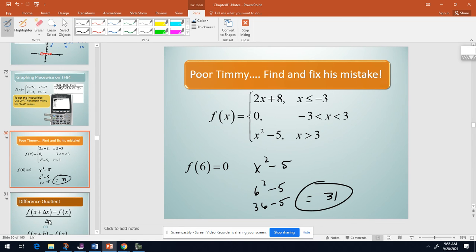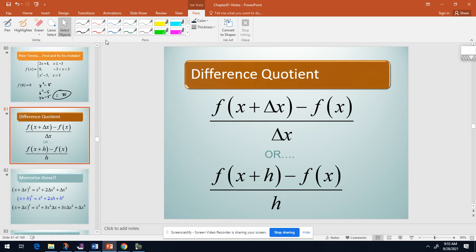So if I asked you to explain, you would say, Timmy plugged it into the wrong piece of the piecewise function. Okay. We're going to look at the difference quotient. This was a bonus on your quiz that nobody got right. I didn't expect anyone to, but this is what it looks like. Okay. f of x plus delta x minus f of x all over delta x. And a lot of you I said to solve when delta x was equal to 0, and a lot of you said it's undefined. Okay, well, yes, it would be undefined because I can't plug in a 0 here, but we're going to do a little bit of math to get that denominator to cancel.